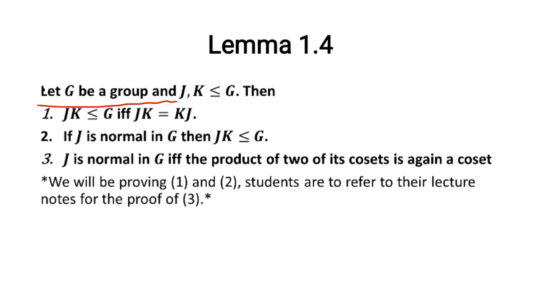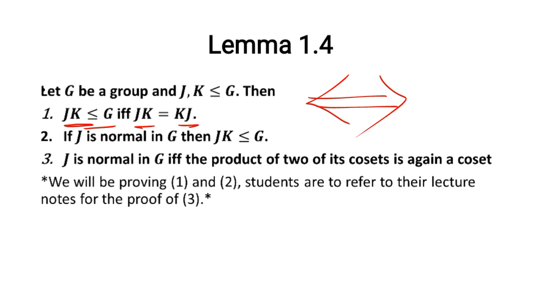So if you have a group G and you have subgroups J and K, subgroups of G, the lemma is saying that once that happens, this product JK is a subgroup of G on the condition that, if and only if, so we have a two-way condition, this product JK equals KJ.